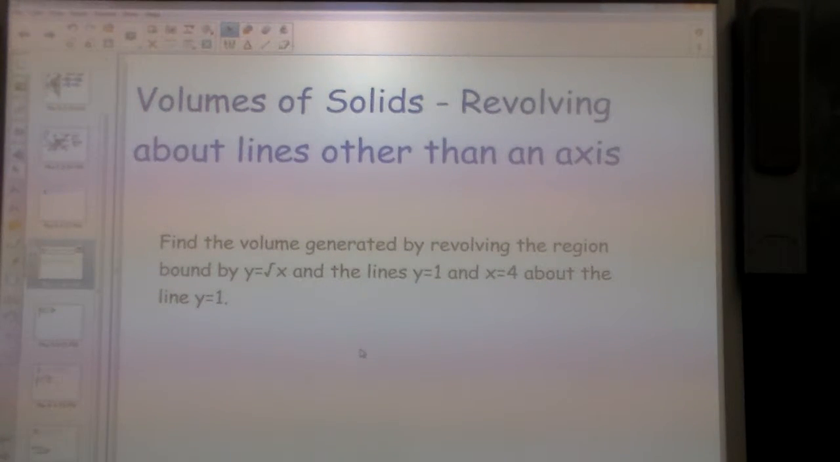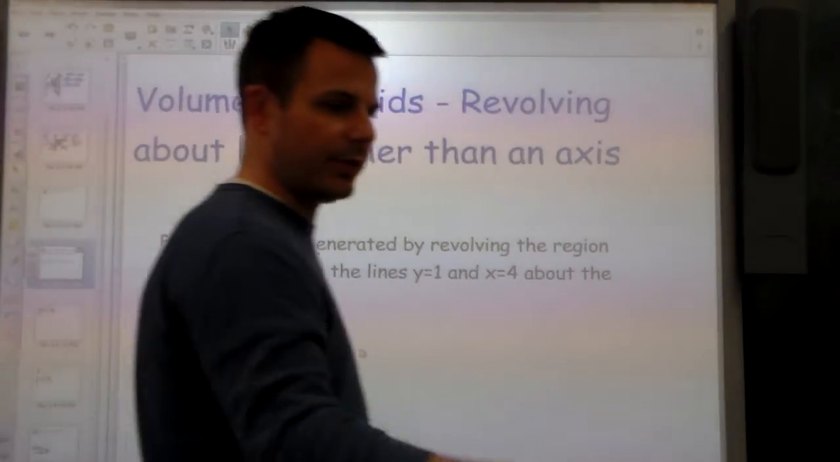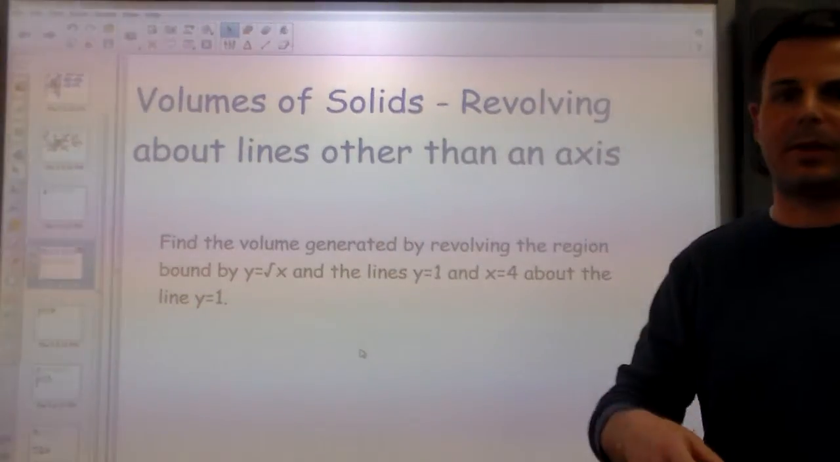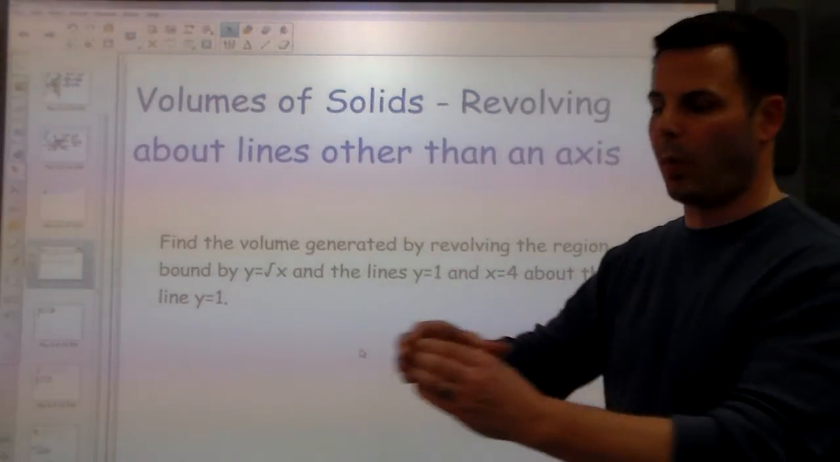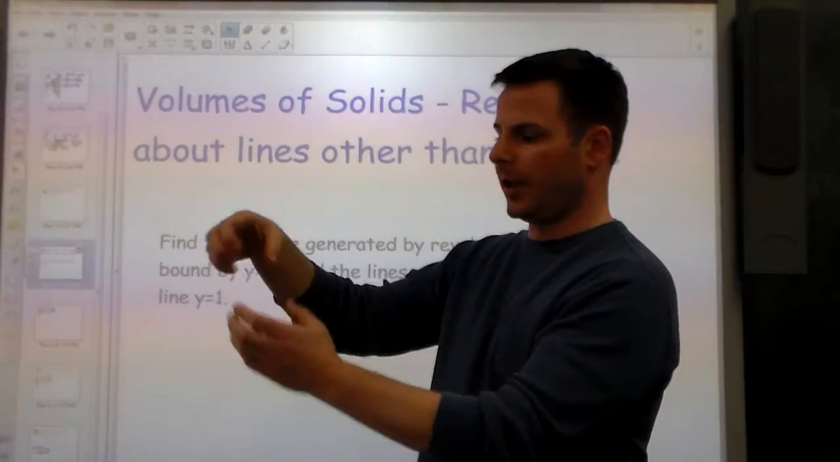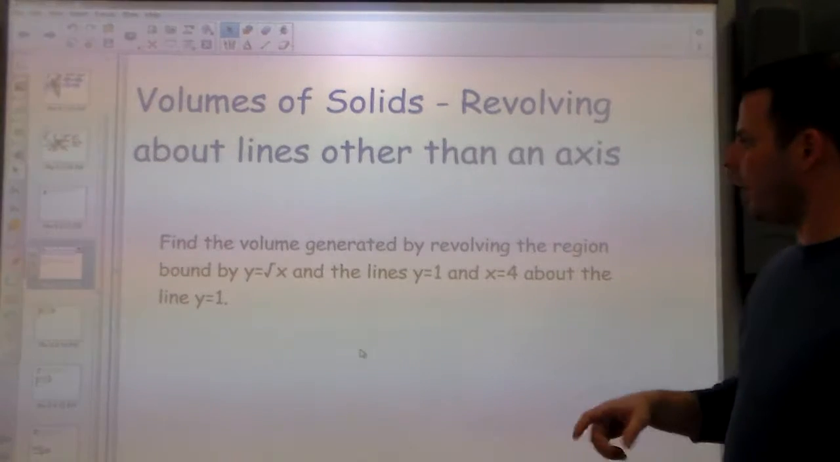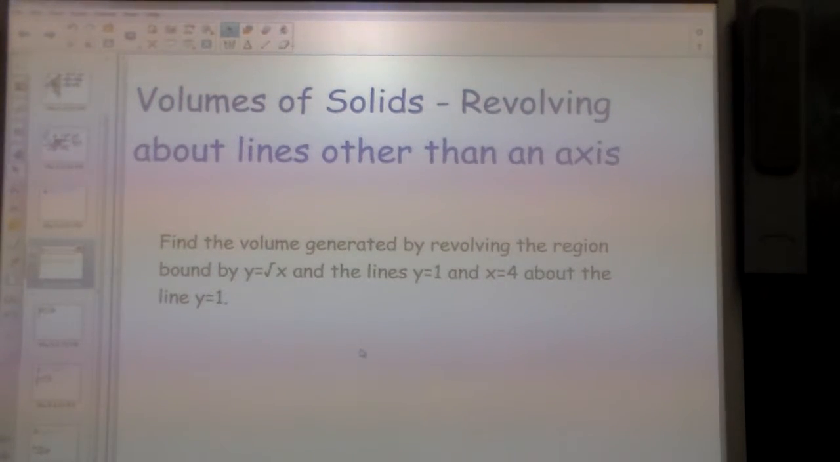Okay, today let's revolve about lines that are not an axis. We've revolved about the x-axis, we've revolved about the y-axis, we've even introduced a second curve to revolve about the x-axis and the y-axis, which would generate a washer, just a cylinder that has another hole within it. What if we want to revolve about a line that is not the axis?